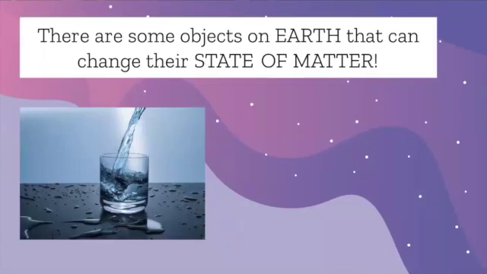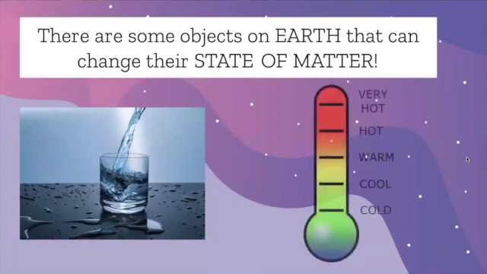Today, what we're going to talk about is that there are some objects on Earth that can change their state of matter. And the one object that can change into all three states of matter, do you think you know what it is? There's a little hint on the screen. Water. Water can be a solid, a liquid, and a gas. And the only way that it changes is by its temperature.